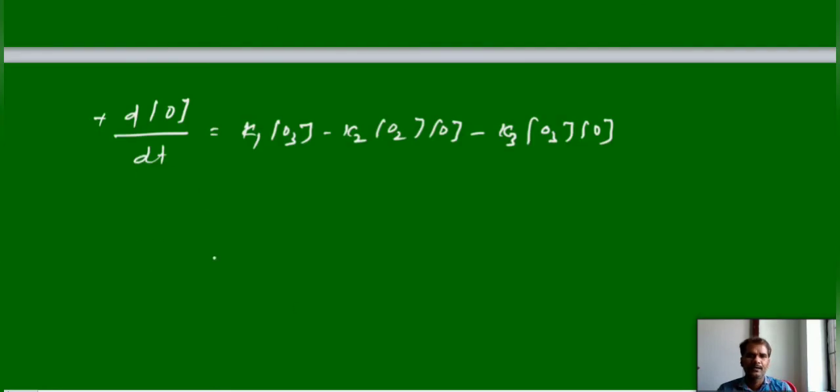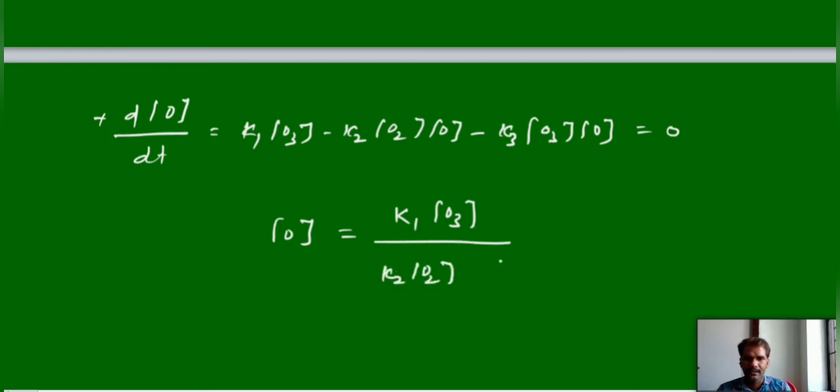Then you will get: we know that this is the intermediate, and the change in concentration of intermediate is 0 according to the steady state approximation. So we can take that overall is equal to 0. Now, from this you identify the concentration of nascent oxygen. Here we can take nascent oxygen as common, then the concentration of nascent oxygen is equal to K1 [O3] by K2 [O2] plus K3 [O3].